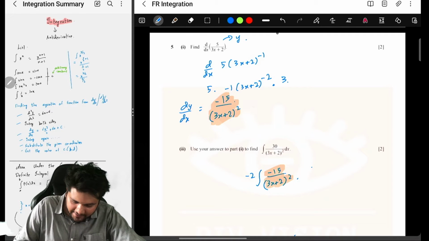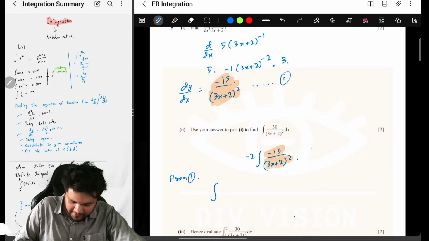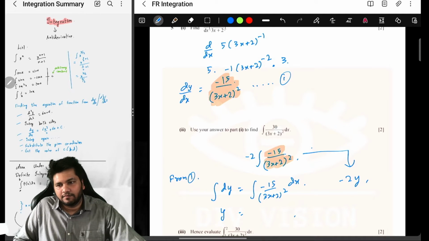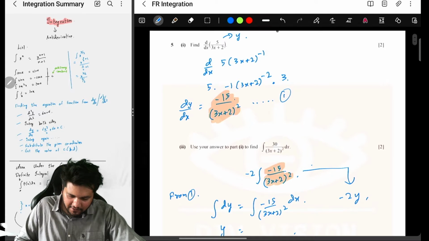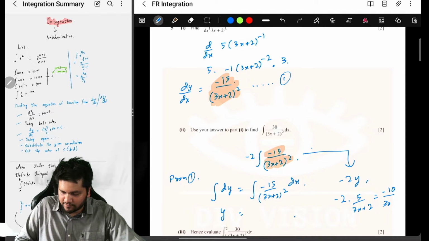Because now if I integrate this equation, from 1, if I just integrate dy is equal to integral -15 upon (3x plus 2) to the power of 2 dx, I'm going to get what? I'm just going to get y, and this integral is nothing but y. So this in turn will give me -2y, right? And y was nothing but 5 upon 3x plus 2. So we'll get -2 into 5 upon 3x plus 2, which in turn will give me -10 upon 3x plus 2. That's my answer.